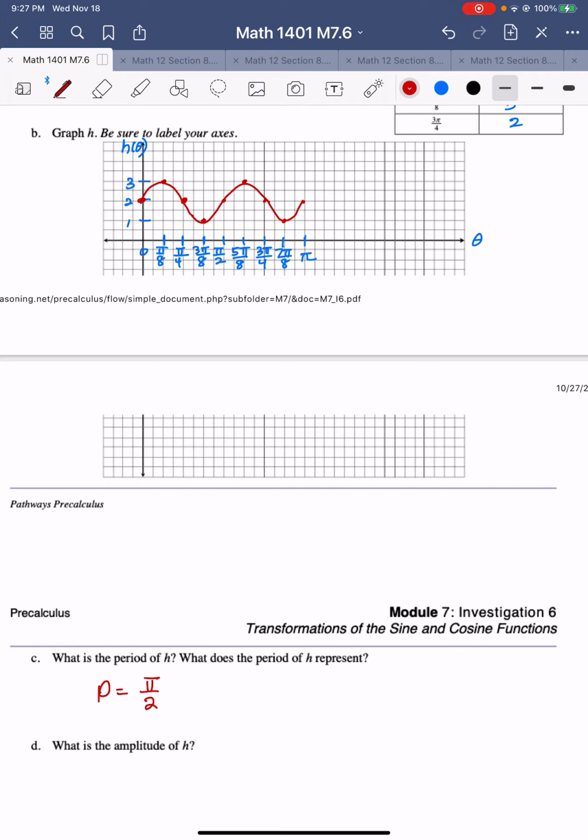And then what is the amplitude? If you put the middle line, from the middle line you see how high it goes up and how low it goes. Those distances we call the amplitude. So it's 1 unit. The amplitude is 1 in this case. All right, number 5.